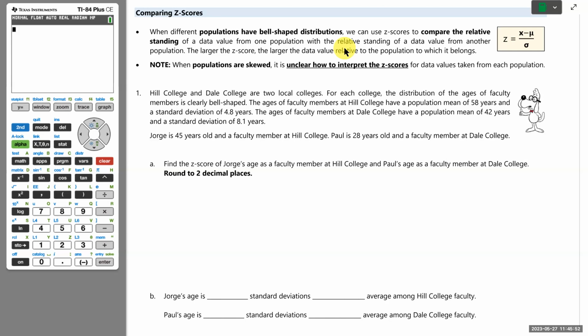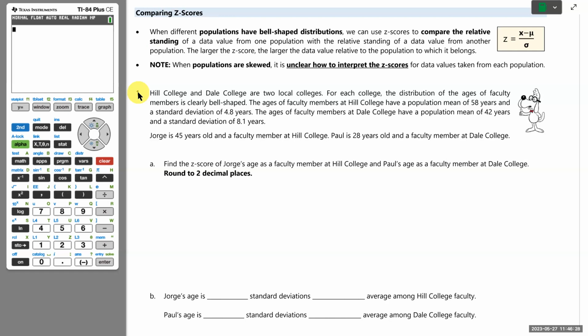belongs. All right, so we're going to take a look at an example where we have two distributions that are bell-shaped. Just a note here, if we're given a problem and we don't know the populations are bell-shaped, so perhaps it will indicate that they are skewed, then we are not going to be able to make any meaningful interpretation of the z-scores. So we would say it's unclear how to interpret. All right, but the problems that we will be doing will be given these bell-shaped distributions, so we can move forward and compare z-scores.